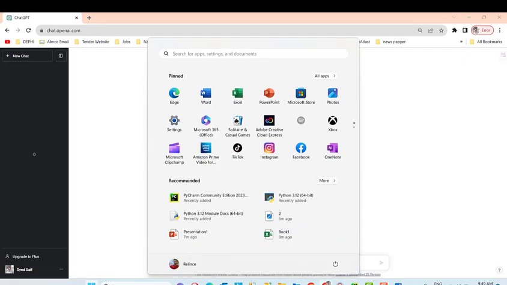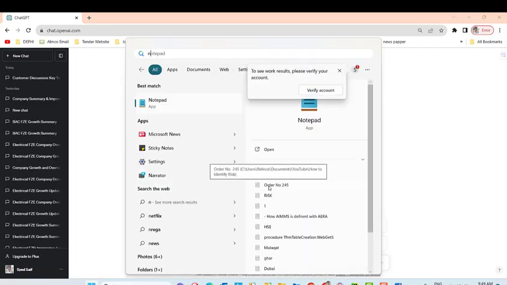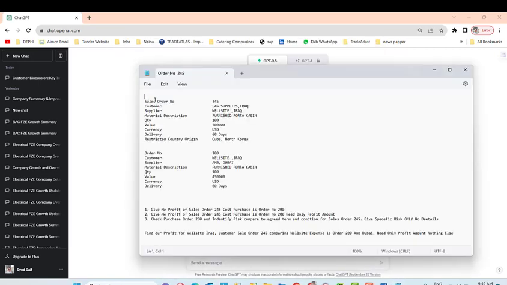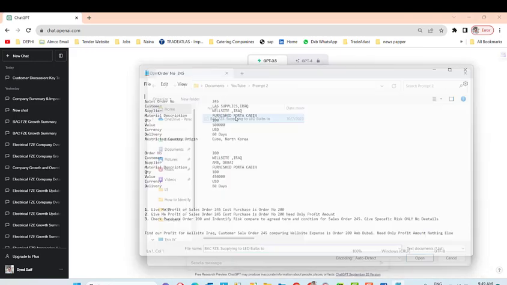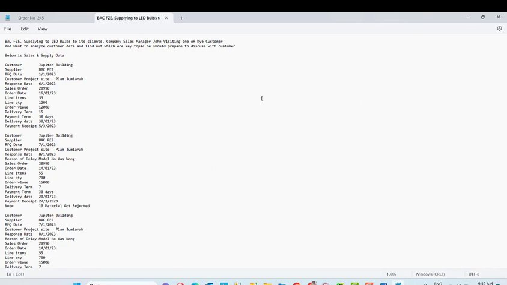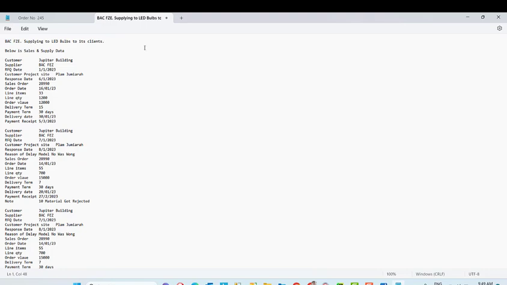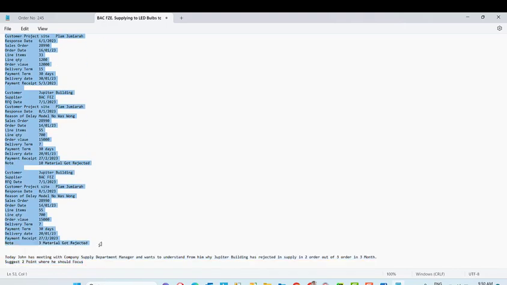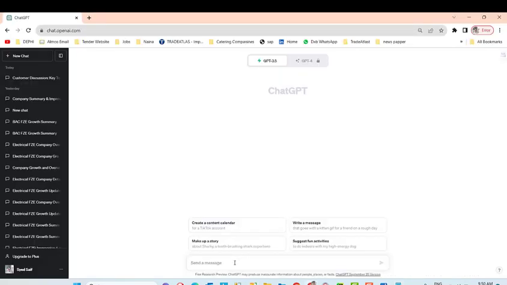So what I'm going to do, I kept the data in text format. Let's see if I am able to open it. Let me find my data. Yeah, so this is the information I have. I'm going to take this information and I will say read below. Okay, it's already there. So let's copy from here up to here and paste into the prompt.